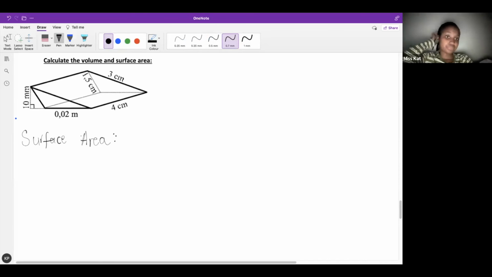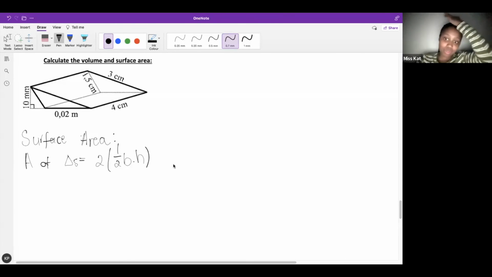Okay. Nice. Now, I first want the area of my two triangles, which we know will be: area of the triangles will be twice half base times height. Okay, triangles, you better put an S there to let them know it's more than one. Okay. Equals 2 times a half. What is the base of my triangle? What's the base of my triangle?